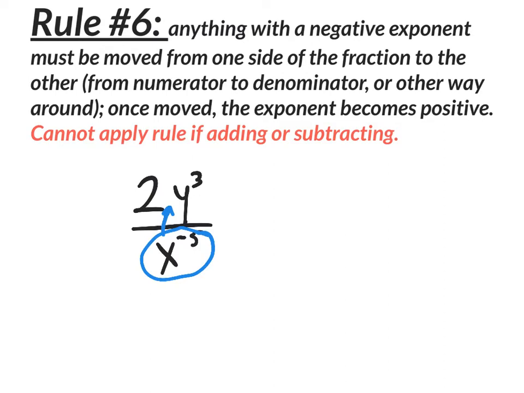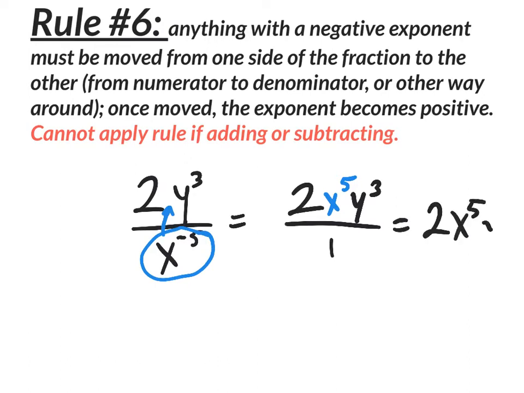So right here my answer would be, well, if you want to leave the fraction bar for a while, that's fine, but there's going to be nothing left down here. You could put a 1 if you want, but that's kind of pointless. Your answer is 2, and the x to the negative 5 that moved up became x to the positive 5, and we still have that y to the third up there. So your final answer is 2x to the fifth, y to the third. And that's it. You don't have to put it over 1. Let's look at another.